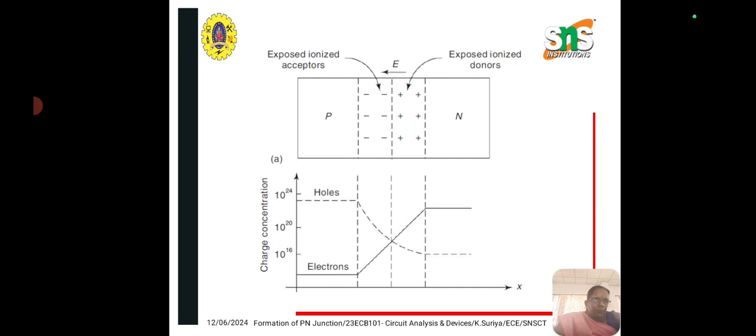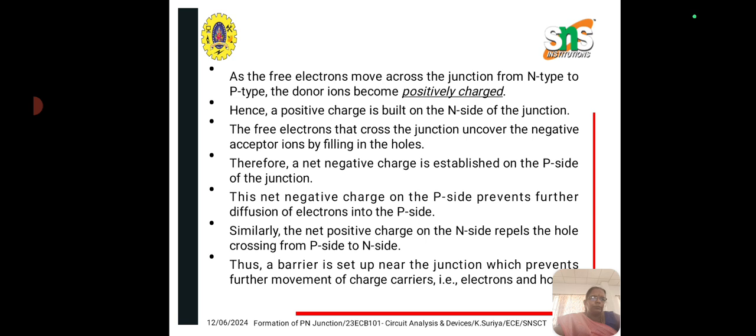This diagram shows that in the p-type, the majority carriers will be holes and the minority carriers will be electrons. So there will be fewer electrons and more holes, whereas in the n-type the number of electrons will be high and the number of holes will be small because they are the minority carrier. When the free electrons diffuse from the n side to the p side, an ionized donor is left behind on the n side, which is immobile.